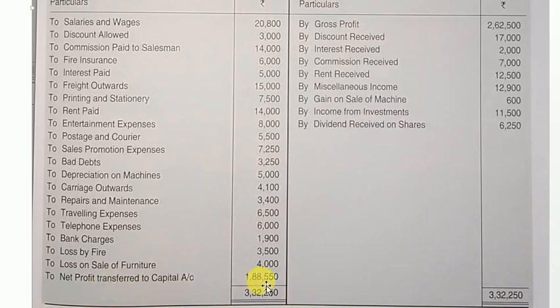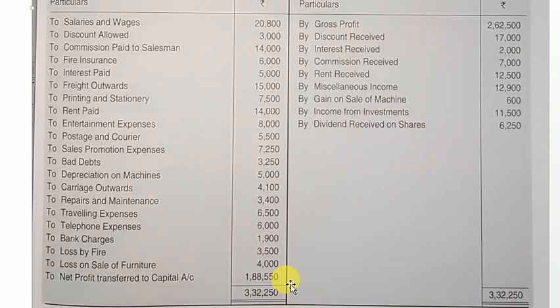So the net profit for this question is 1,88,500. This is the difference of the total debit and credit side. The difference is 1,88,500, and it will be automatically transferred to your capital account. That means it will be transferred to your balance sheet. So this is your net result or net profit for which we prepare the profit and loss account.